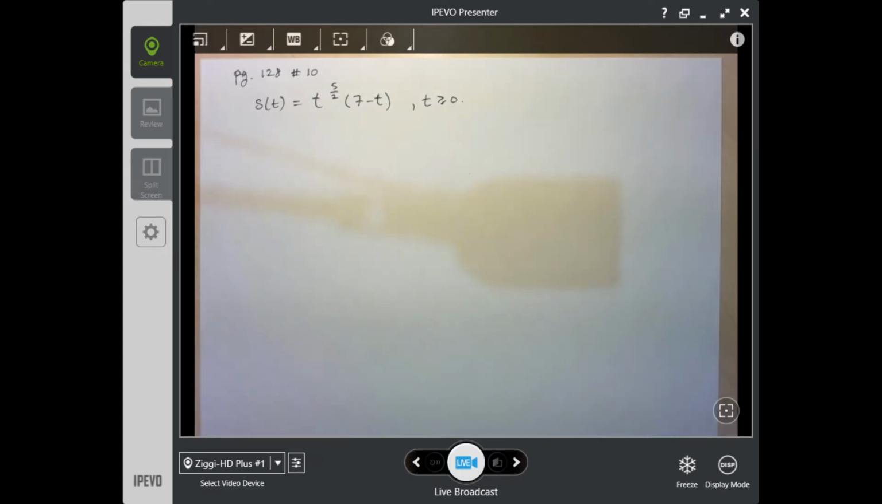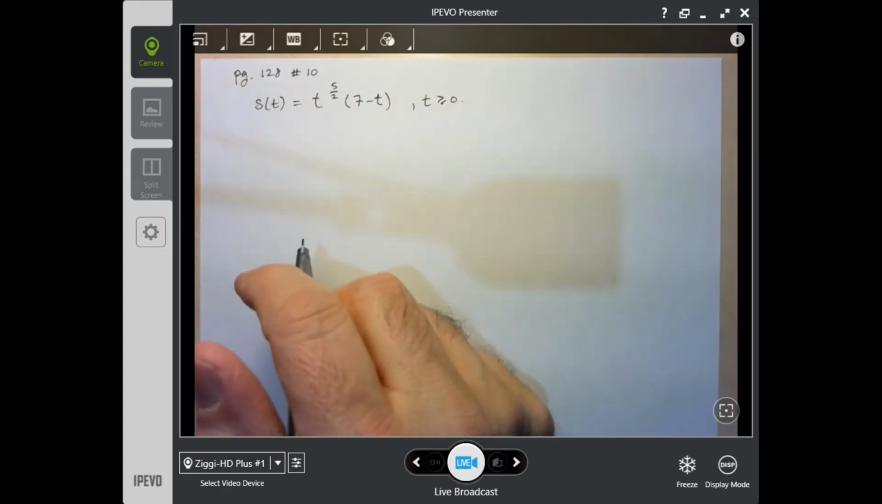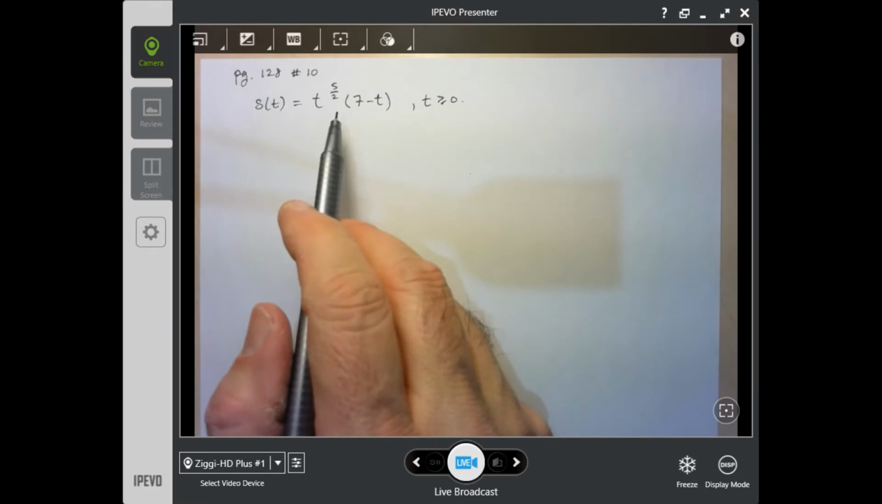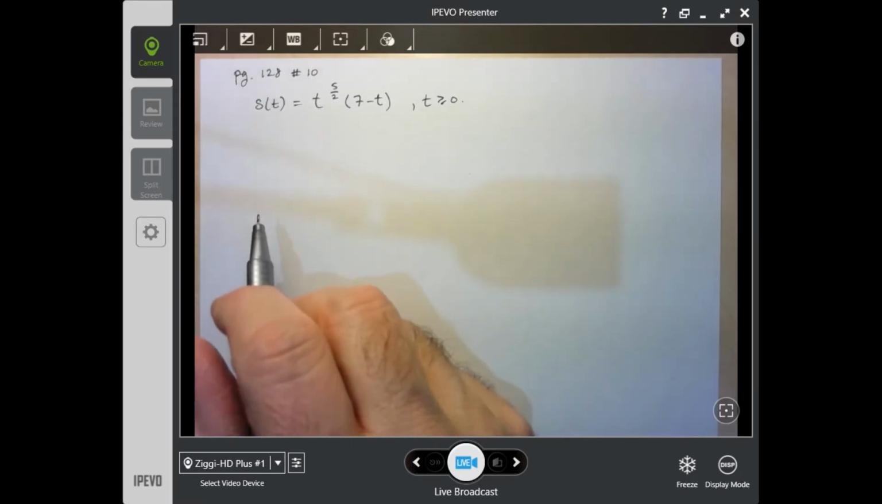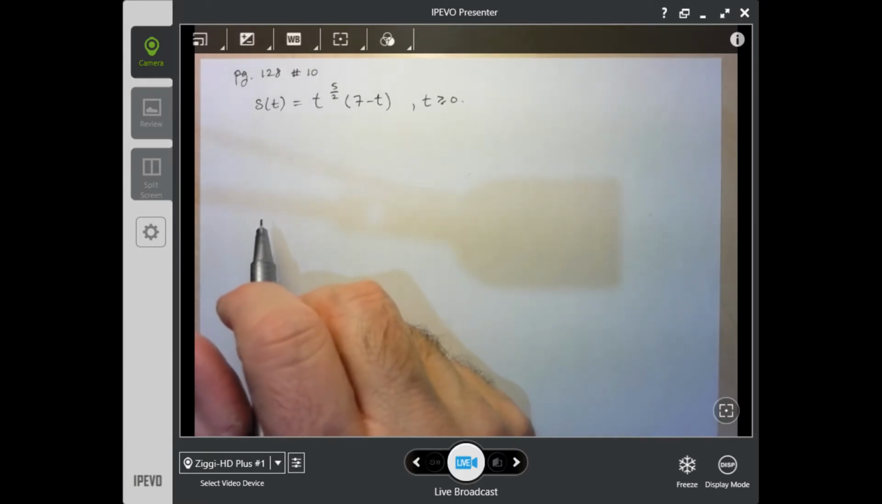Hi folks, we're going to take a look at number 10 from page 128. They give us this position function, and there's a whole series of questions that they ask us to solve. Part A asks us to calculate the object's velocity and acceleration.